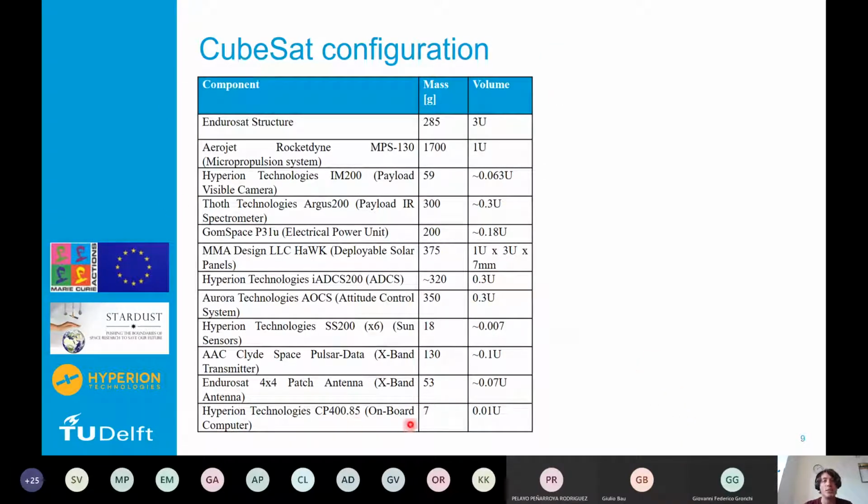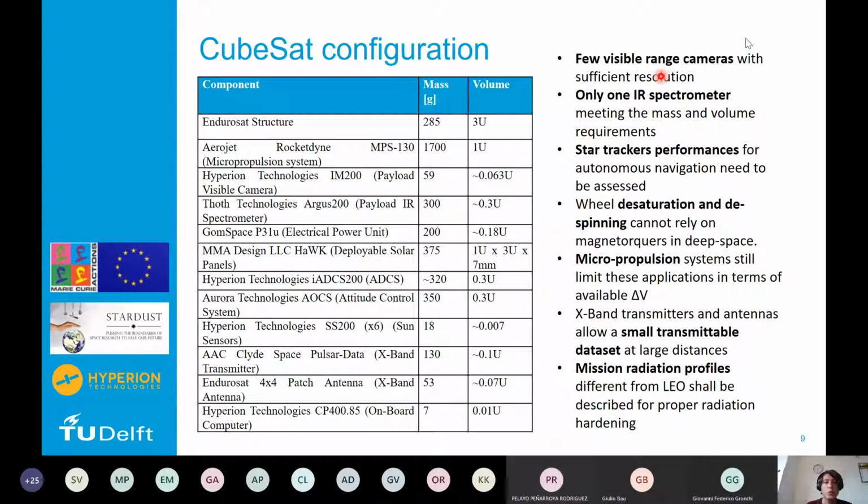So without going in depth into other subsystems, you can see a table reporting all the commercial off-the-shelf components that can be used for this kind of application. And this configuration is within 3U and within 4 kilograms of mass. So to answer the first question that I gave you at the beginning of the presentation, I would say that yes, it is possible to design a commercial off-the-shelf CubeSat architecture for asteroid exploration, but we have some drawbacks that I would like to highlight to you.